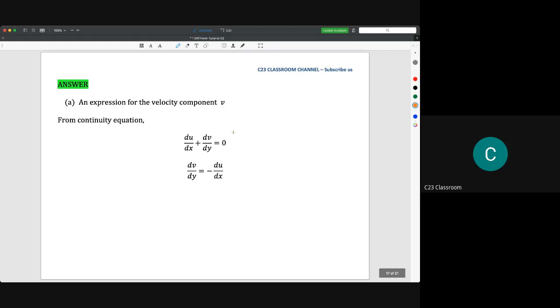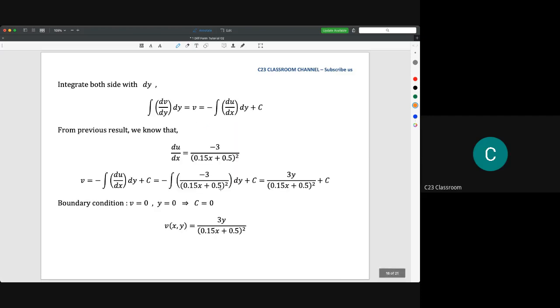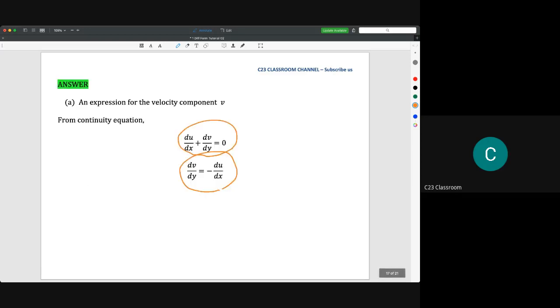Okay, so you could do this because the idea is the same. Instead of focusing on x, we are focusing on v, on y. This is the continuity equation, and then we could write dv/dy is equal to minus du/dx. Then we integrate both sides, and we could write from here.